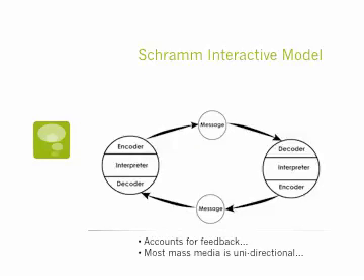So this is the Schramm interactive model. This includes a feedback loop. If you notice the big circles on both sides of the screen, one says encoder, interpreter, decoder, the other says decoder, interpreter, encoder, you can think about those as being individuals. Now each individual can interpret, can encode, and can decode messages at the same time.